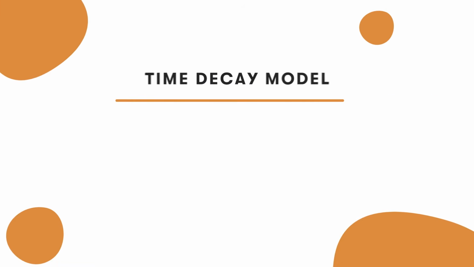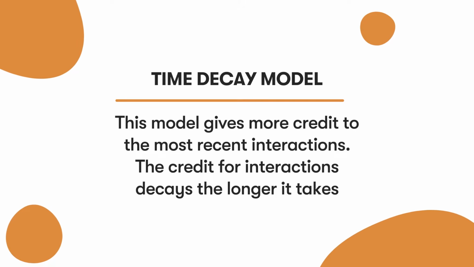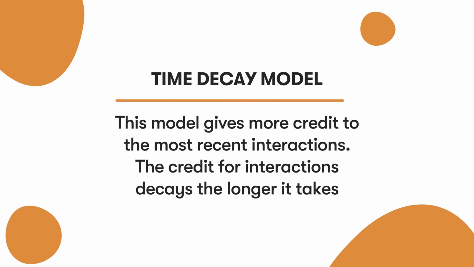So the next one I'll mention is time decay. Basically, it prioritizes the more recent activities, and it gives less and less attribution the longer it takes for a deal to be created or to close. So a higher percentage of the credit goes to the most recent actions, and then it decays over time. This is really helpful, I think, particularly for revenue attribution, once the deal has actually been created.